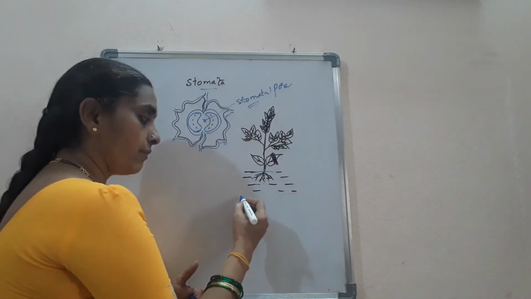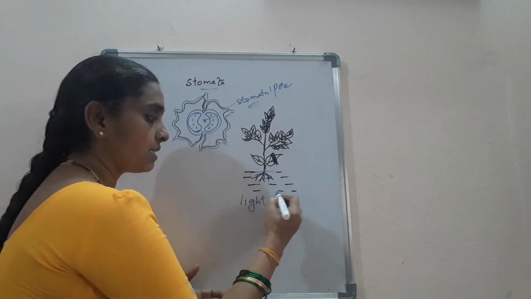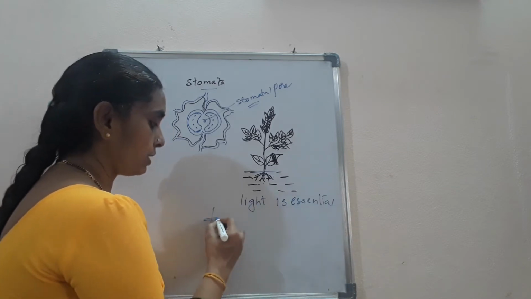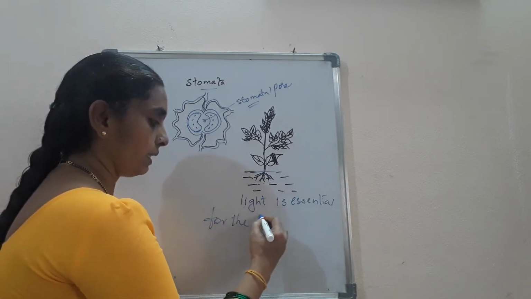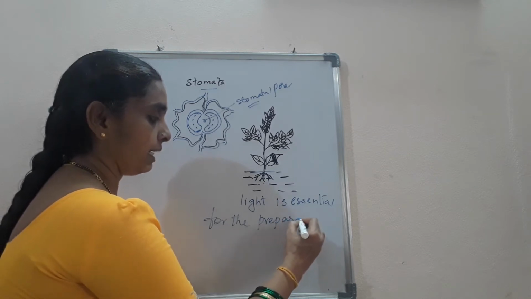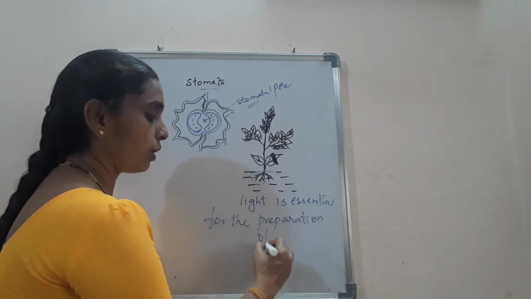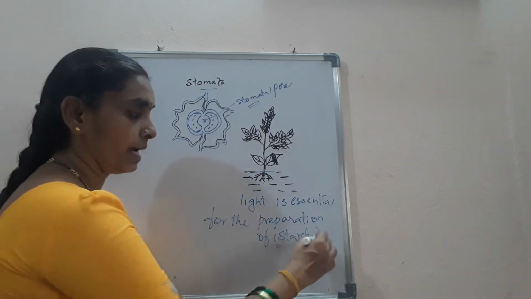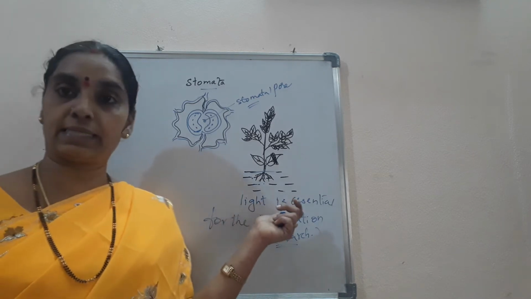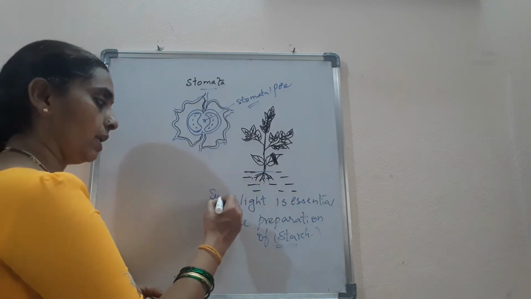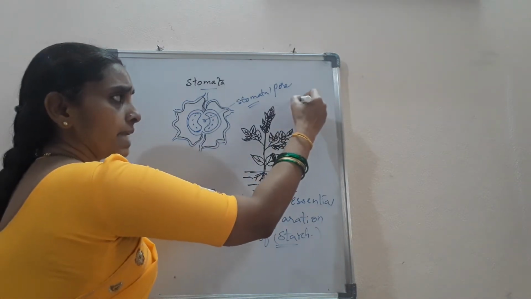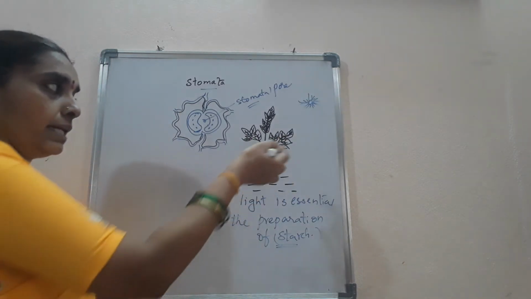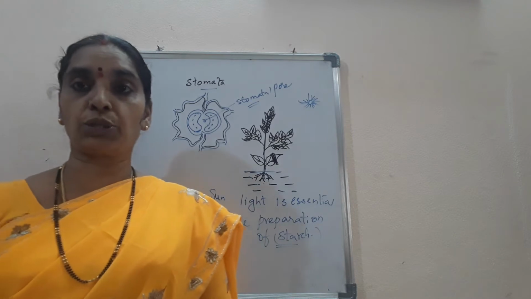Next, we have to see how light is essential and what happens if light is absent. Light is essential for the preparation of starch, that is glucose, isn't it? In the equation, we have said that light is essential for the preparation of glucose, that is, the food of the plant is prepared with the help of sunlight. Sunlight is essential. If sunlight is absent, what happens? That we will prove experimentally.